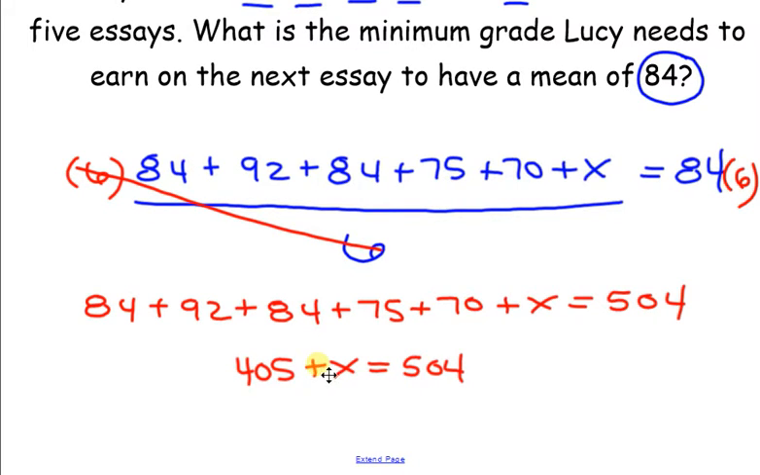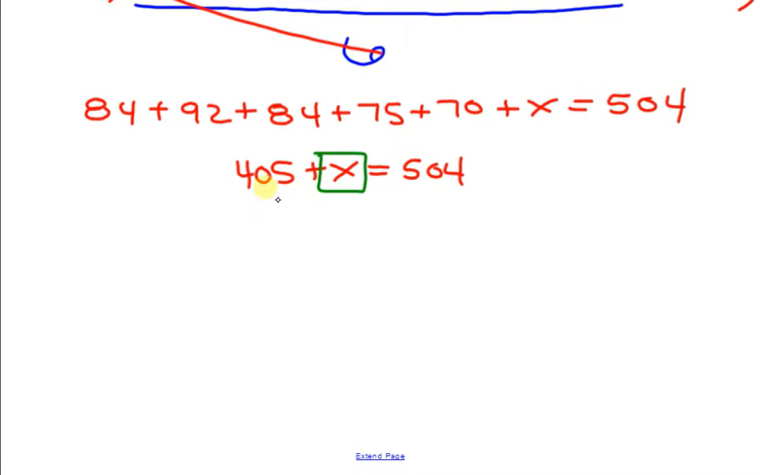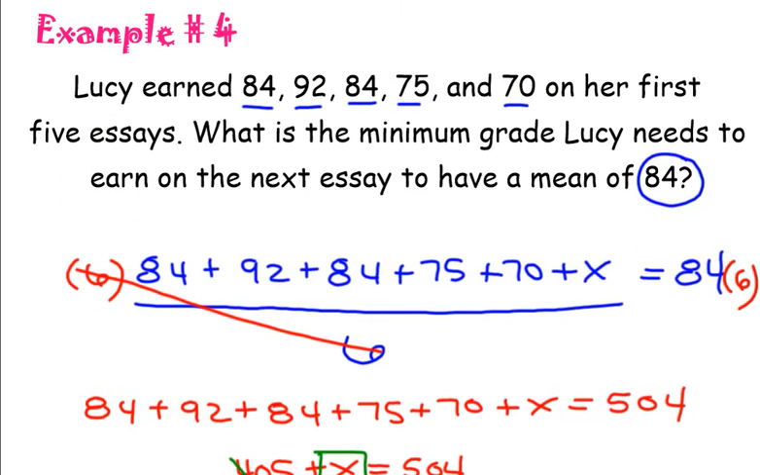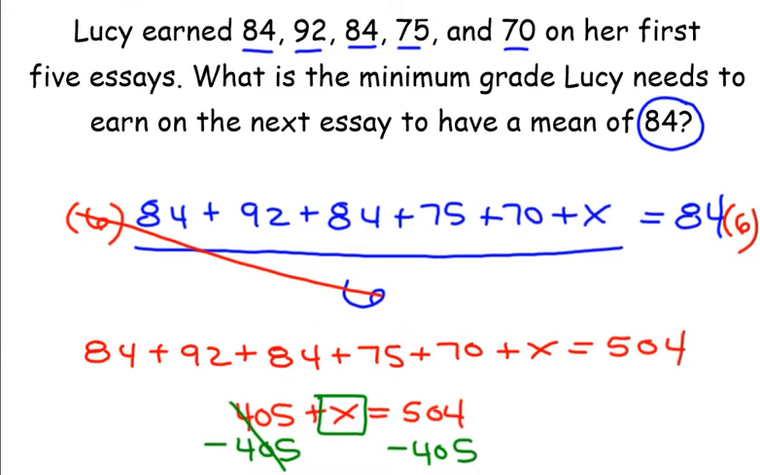Alright, now I have a one-step equation. I'm going to box my variable. 405 is being added, so I'm going to subtract it, but I have to do it to both sides to be fair. Those cancel, and I'm left with x equals 99. So she needs a 99% on her last essay in order to have an average of 84.